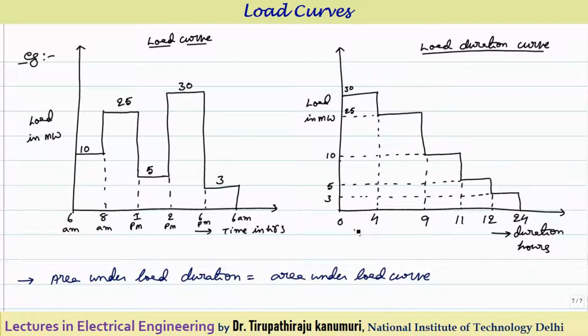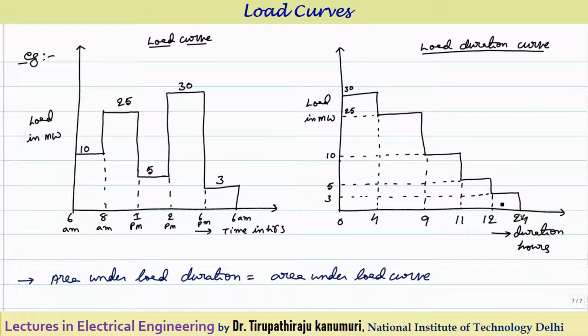Here the x-axis will be going on increasing in the duration. Now again after that 10 megawatt is there. For how much duration is 10 megawatt there? From 6 am to 8 am, that is 2 hours. So 9 plus 2 means up to 11 hours. Then after 10 comes 5 megawatt, lying from 1 pm to 2 pm, that is for 1 hour, and after that 3 megawatt is there for 12 hours.